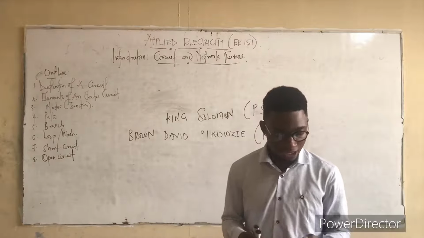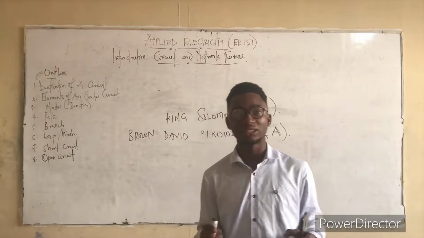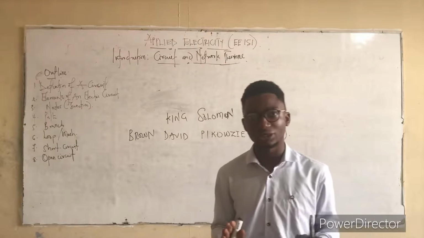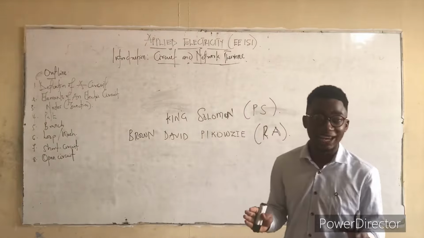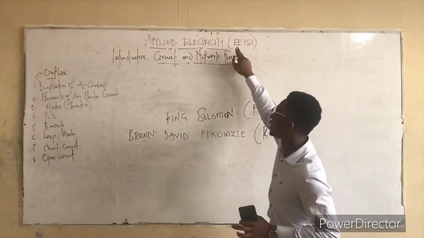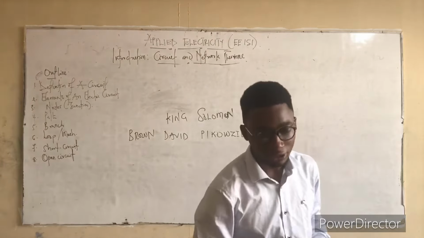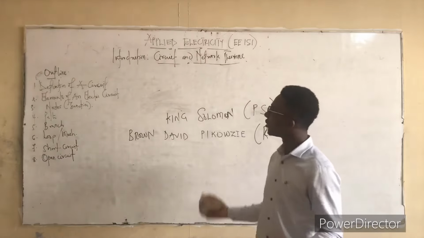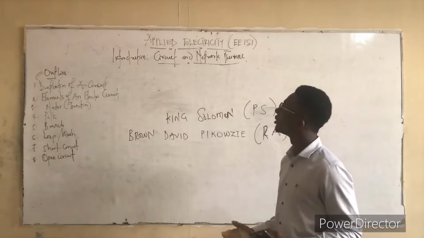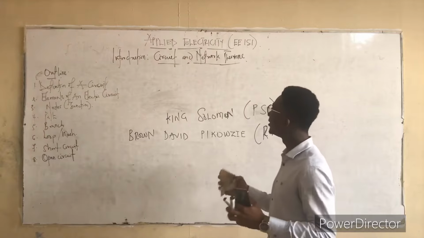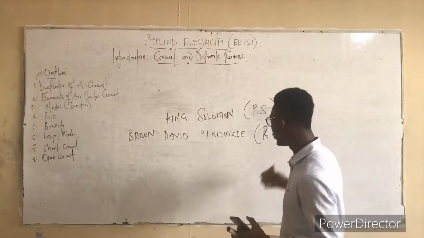So what we are doing here is that we want to make you understand the whole concept about applied electricity. In Ghana here, that is KNUSC, the course code for this course is EE151. So without wasting time, I'll take you through the introduction: the circuit and network theorems in applied electricity.